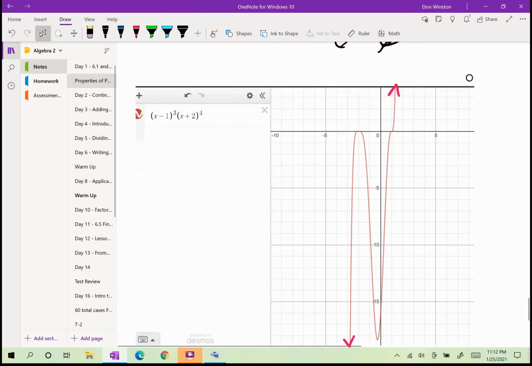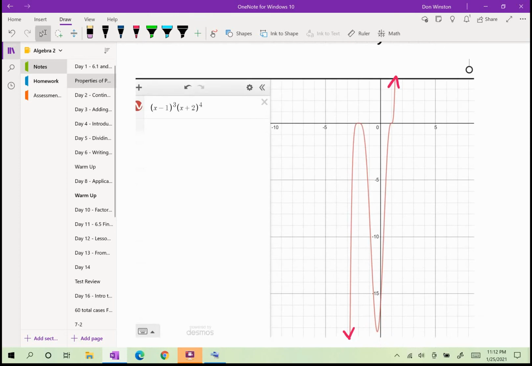Let's take a look at another one. Here I have x minus 1 cubed. That factor x minus 1 is odd. It has to cross the x-axis at the 0 of x equal to 1. And it does. And then I have the other factor, x plus 2. I have 4 of them. That degree is even. It has to be tangent at the 0 of negative 2.